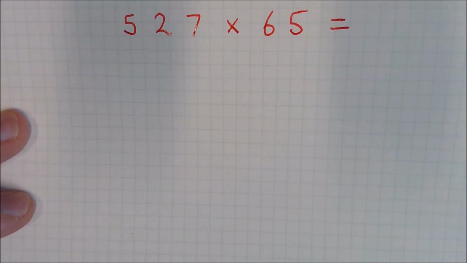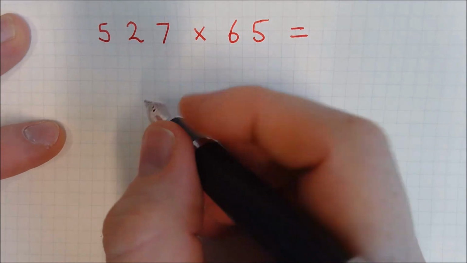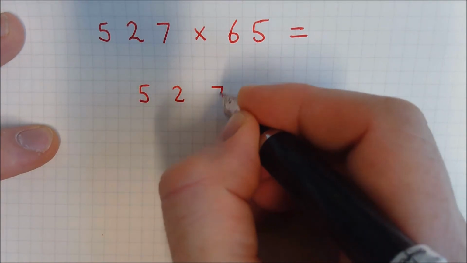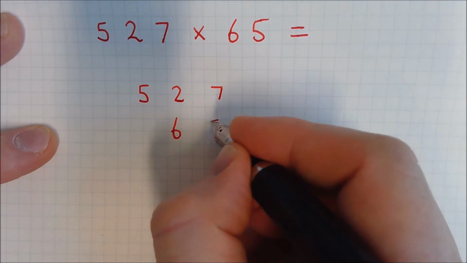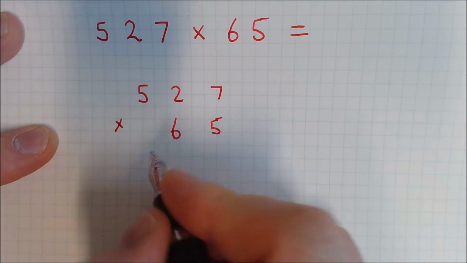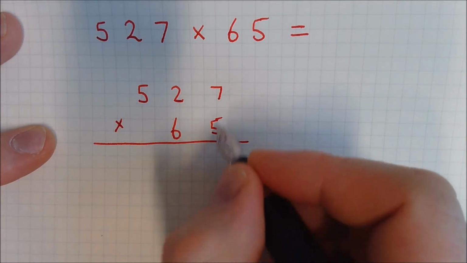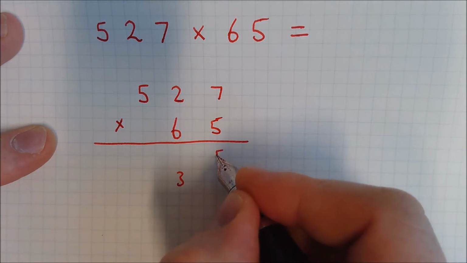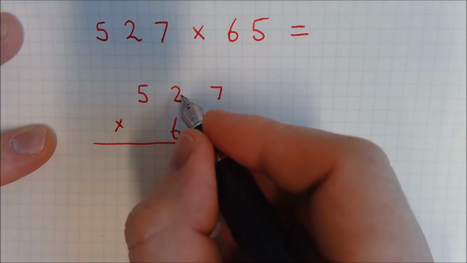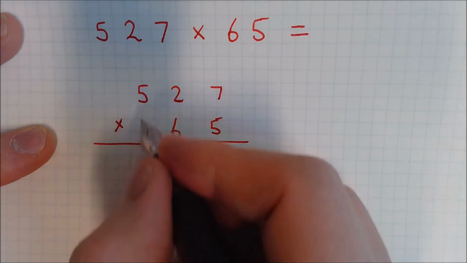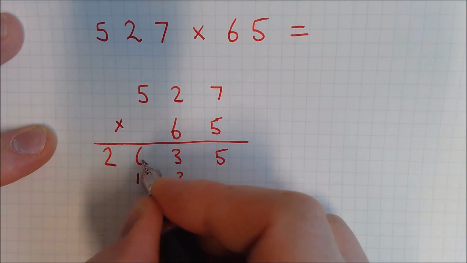So let's just do one final example of this to make sure that we can follow the method. So let's set this out. So largest factor on top, smallest factor underneath, lining up using our knowledge of place value, our symbol. And we're going to be multiplying all of those digits by 5. 5 7s are 35. 5 2s are 10, add the 3 is 13. 5 5s are 25, add 1 is 26.